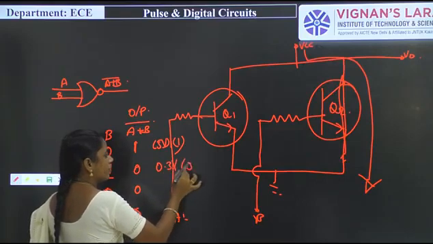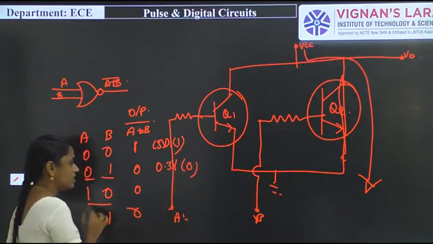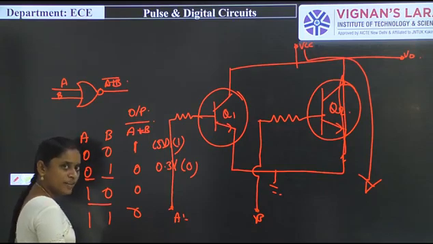So that is 0. In the next condition, that is the 1-0 condition, Q1 is on and Q2 is off. In that condition also the output is taken at the VCC, that is the collector terminals of this transistor.